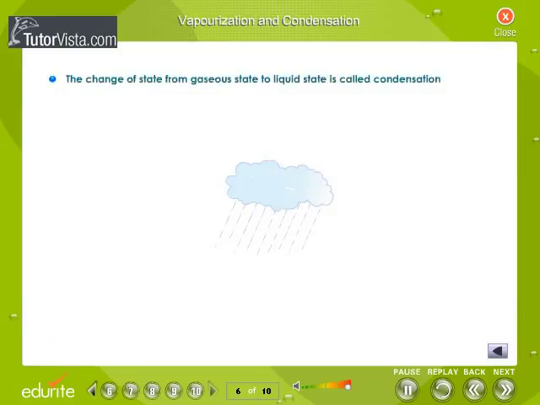The change of state from gaseous state to liquid state is called condensation. Again, we can attribute vaporization and condensation to the intermolecular forces of attraction and the effect of heat on them. Clouds containing water vapor condense to give rain.